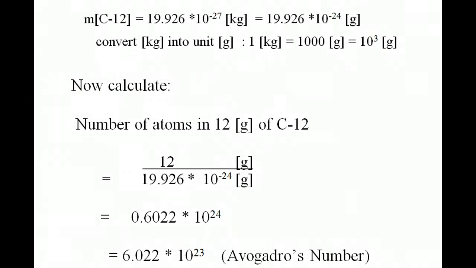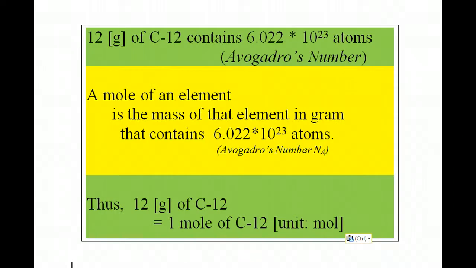Now calculate the number of atoms in 12 gram of C12. That is equal to 12 divided by the mass of one atom of C12. So 12 gram divided by 19.926 multiplied by 10 to the power of minus 24 gram. And if you calculate it, you get 6.022 multiplied by 10 to the power of 23. And this number is defined as Avogadro's number. So 12 grams of C12 contains 6.022 multiplied by 10 to the power of 23 atoms.